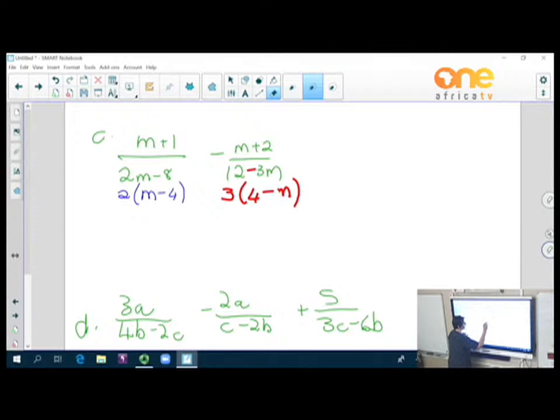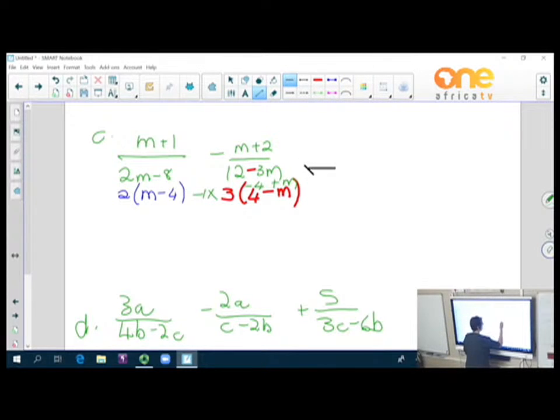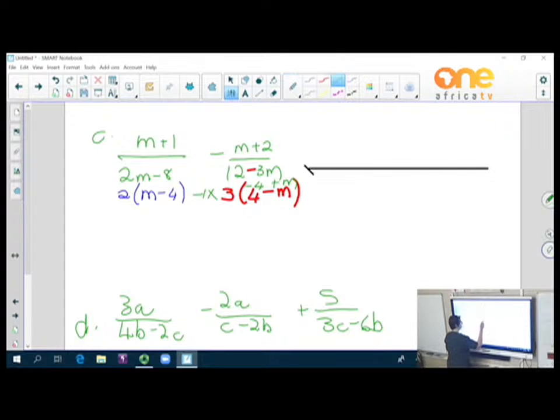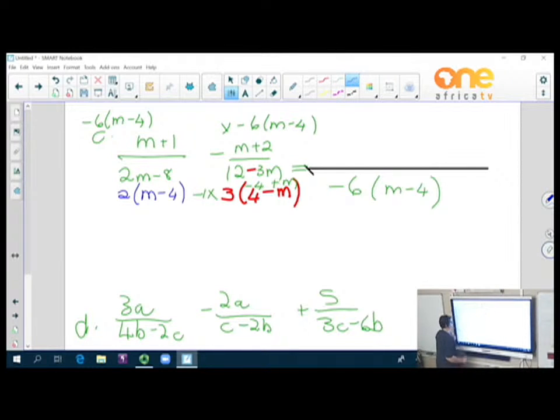There. Okay, so I have a problem with the signs. I'm going to multiply it with negative 1, and then I change my signs here. So my LCM now is, I need a negative 6, and then m minus 4. So we multiply here with negative 6 m minus 4. You multiply here with negative 6 m minus 4, and we cancel.